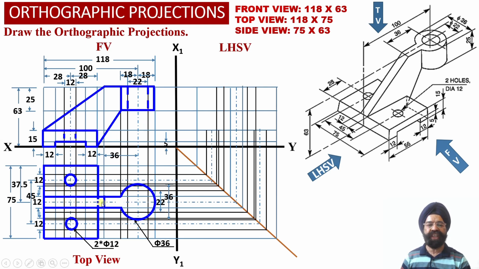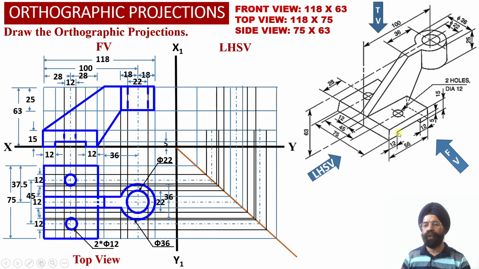So this projection is the apparent shape projection over here. Then we have this hollow cylinder. The outer diameter is 36 millimeter and the inner diameter is 22 millimeter. This surface is also a true shape because it happens to be parallel to the horizontal plane, so we are able to obtain true shape projections corresponding to this surface of the hollow cylinder over here.